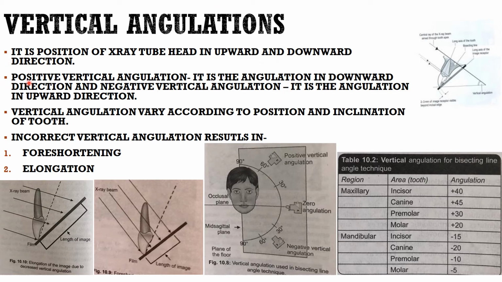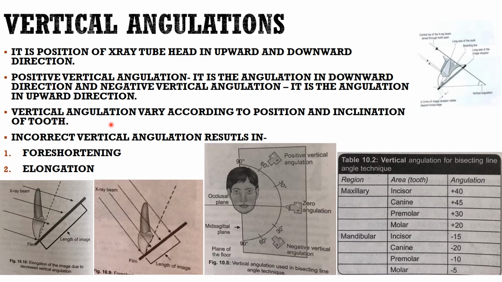Then the positive vertical angulation is the angulation in the downward direction, and the negative vertical angulation is the angulation in the upward direction. The vertical angulation varies according to the position and the inclination of the teeth. So if the teeth are proclined, it requires more vertical angulation than normal, and if the teeth are retroclined, they require less vertical angulation. And the angle increases at both extremes of life.